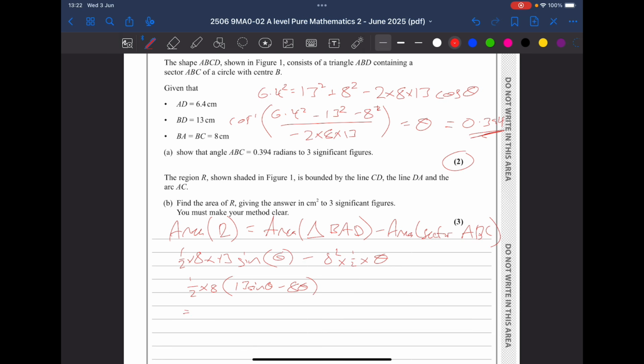Doing that then, what do we get? So 4 at the front, 13 sine of the thing I've just found, take away 8 times the thing I just found, gives me an answer of 7.36.